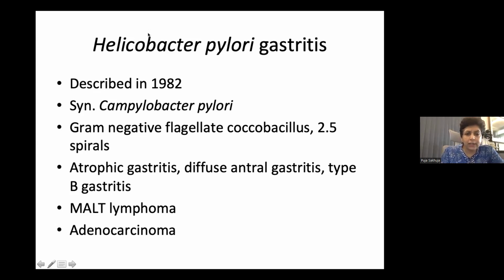Atrophic gastritis or diffuse antral gastritis or type B gastritis is the common lesion associated with it. In addition, it can be a cause for MALT lymphoma or adenocarcinoma. So if you see these conditions, you can look for H. pylori in the adjacent normal mucosa.